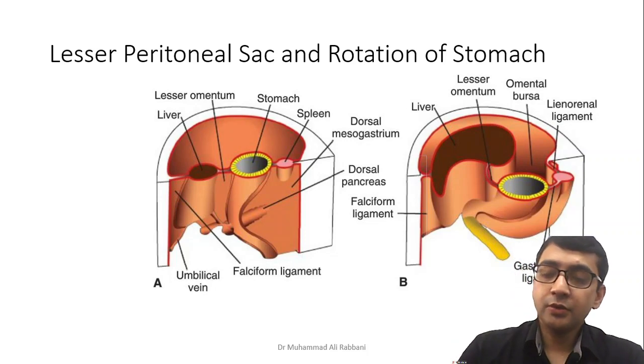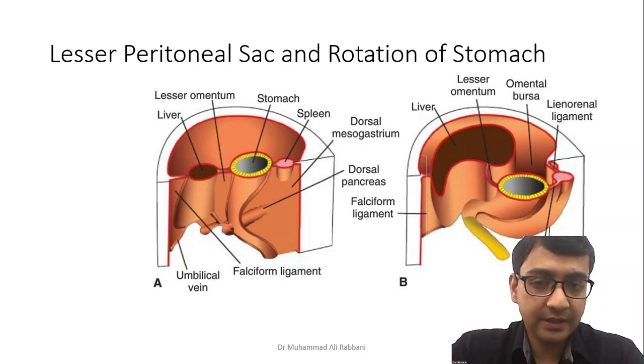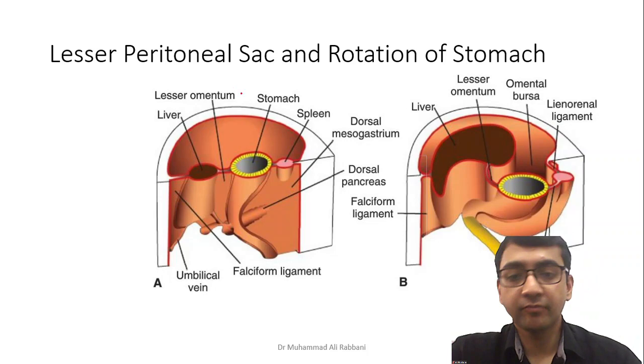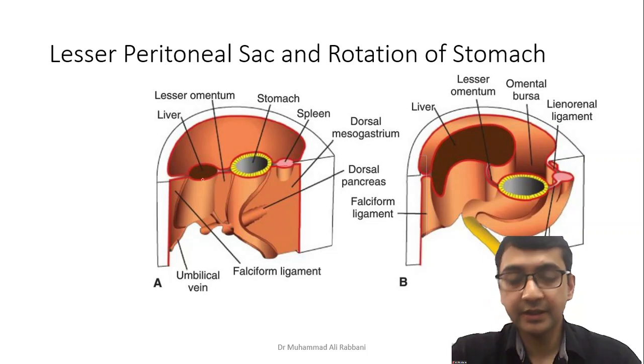Okay, moving on to the concept of the lesser peritoneal sac, you just have to revise a little about the concept of rotation of the stomach. Originally, the stomach had mesenteries on both sides. There was a dorsal mesentery, in which the spleen was developing, and there was a ventral mesentery, in which the liver was developing.